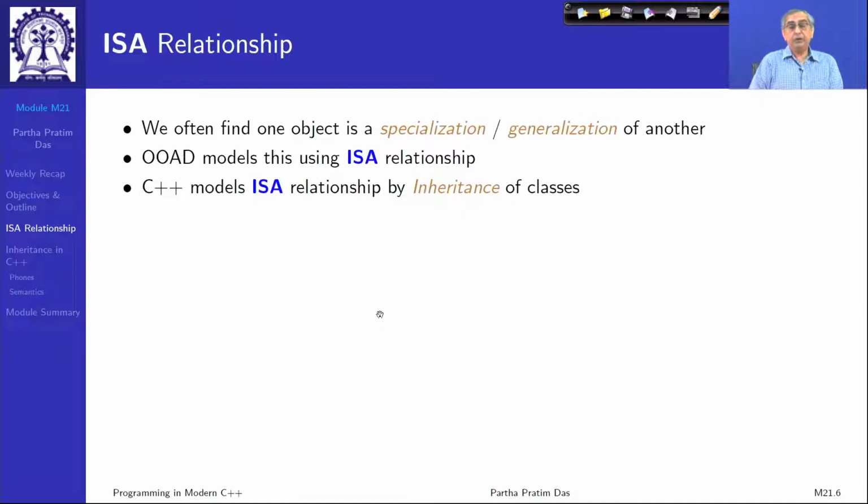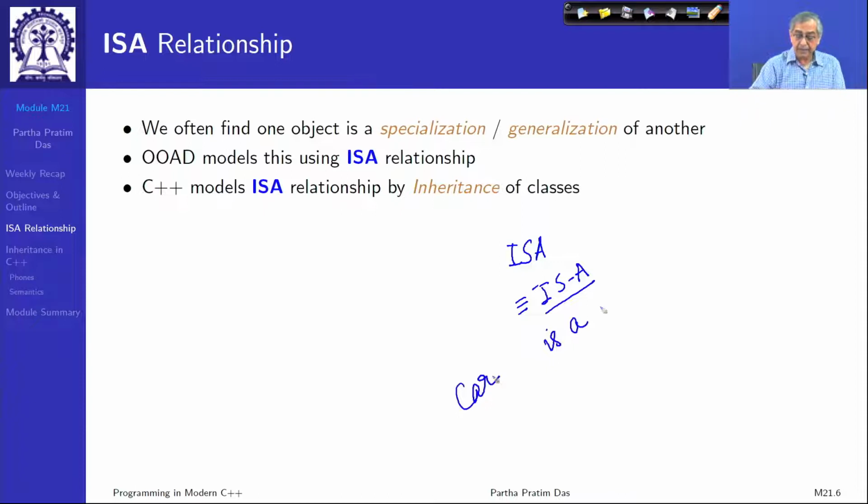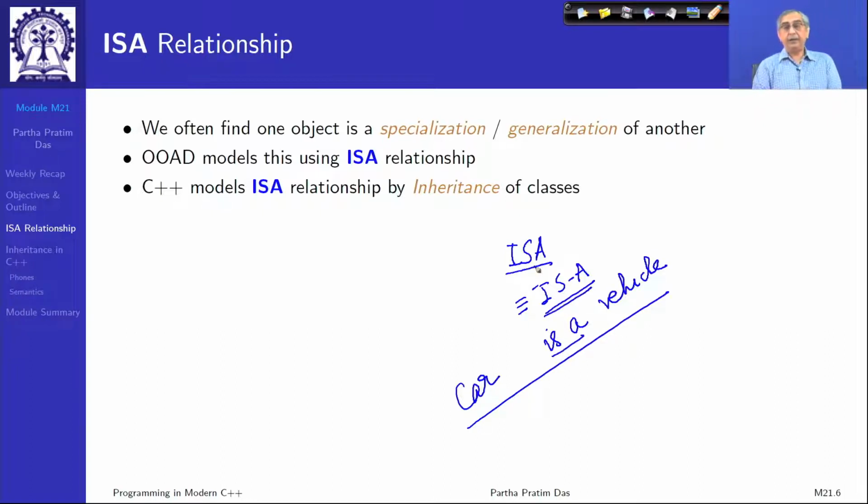So, first talking about the is-a relationship, I am writing it here like this, is a. In many places people also write it like this, which means is a. So, you say car is a vehicle. That is the point from where this particular name comes, that when I have one object which is either a generalization or specialization of another.